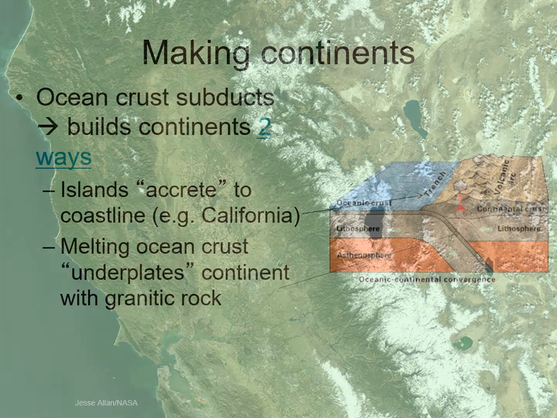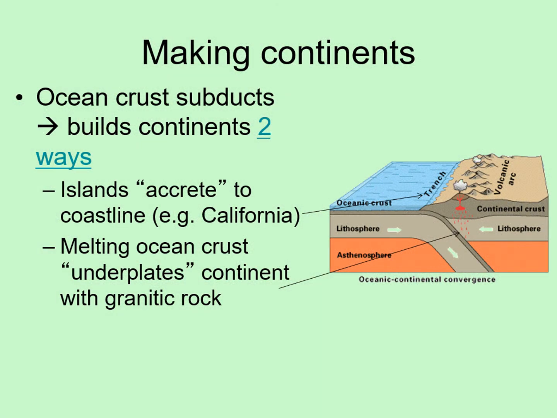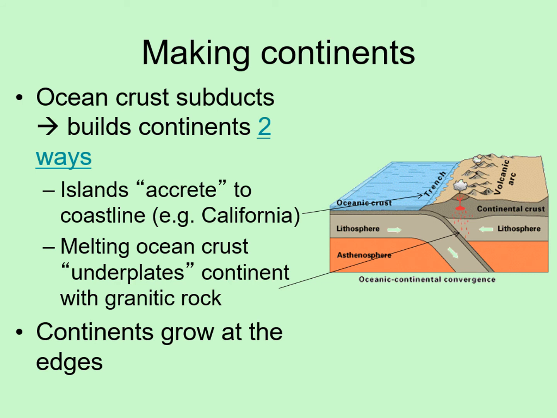The other way to build a continent is through underplating. When the ocean crust subducts, part of the material melts and then re-solidifies on the edge of the continent. The process of melting and re-solidifying produces rock with a composition more like granite than basalt. So this is a way of producing the rock that dominates continents. Since continents grow through subduction, it means that continents grow at the edges, so the oldest parts of most continents are in the middle.